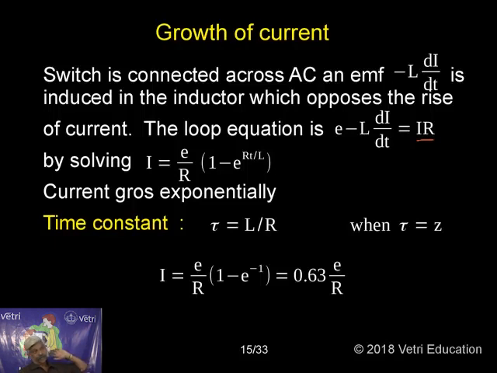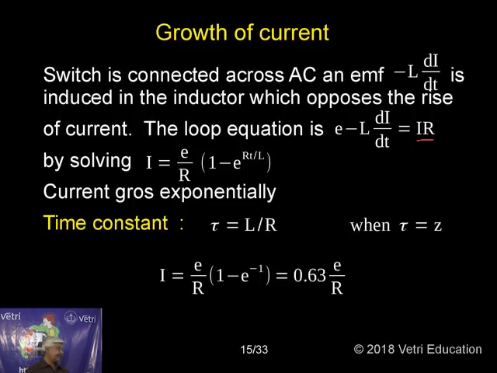Just like N is equal to N naught e power minus lambda t, we are going to see in detail in nuclear physics. Just like that, here also the growth of current is E by R into 1 minus e power minus Rt by L. Why is it called exponential growth? As time increases, the rate of change of current decreases, but it never reaches zero because it will take a long time. So we have the exponential curve.